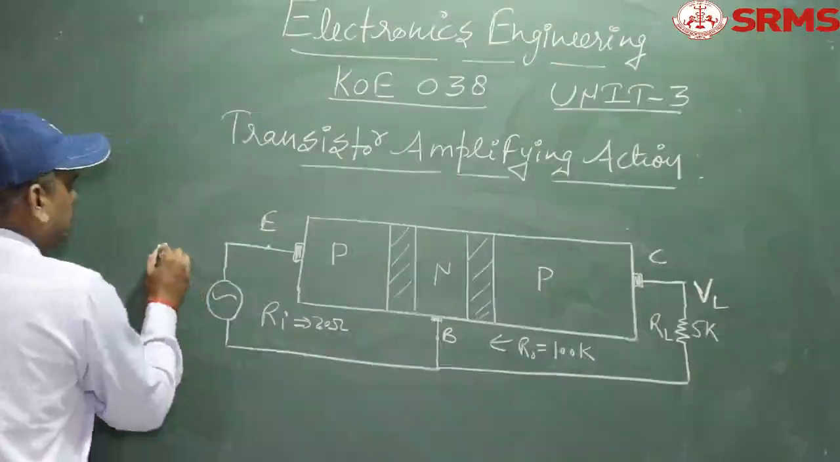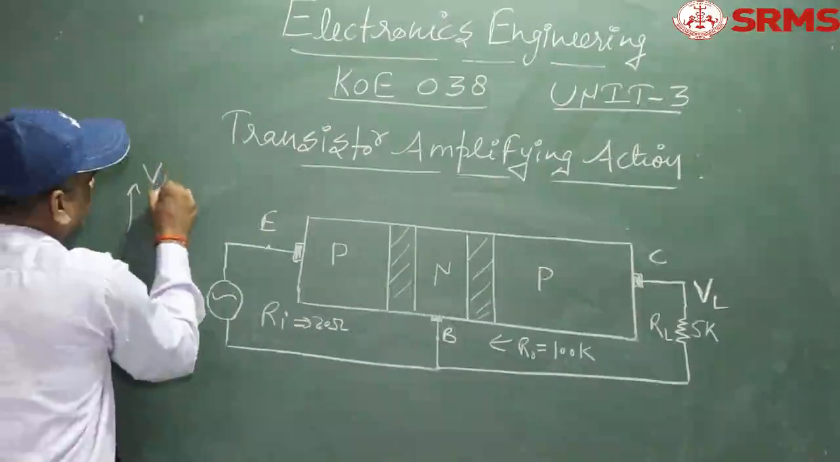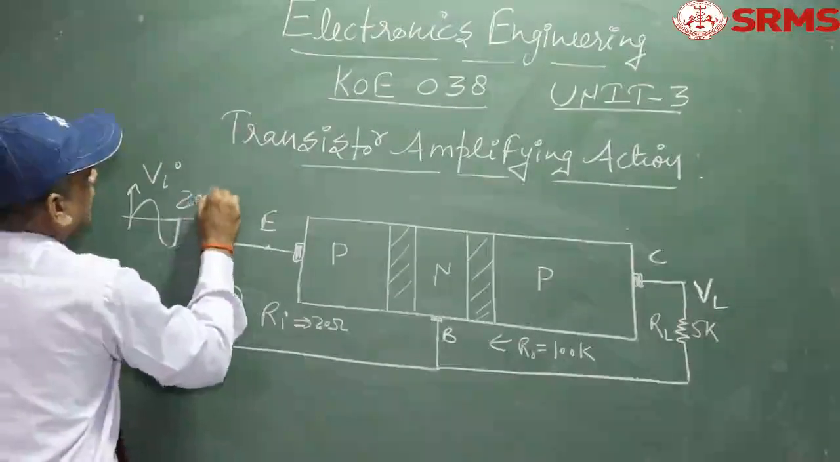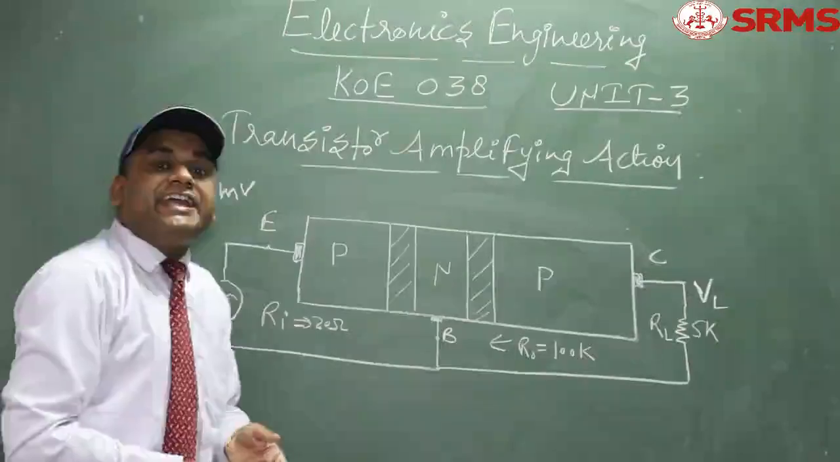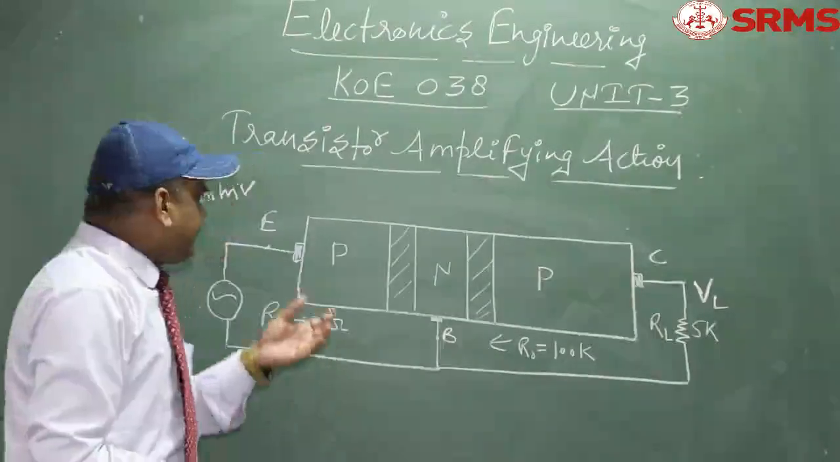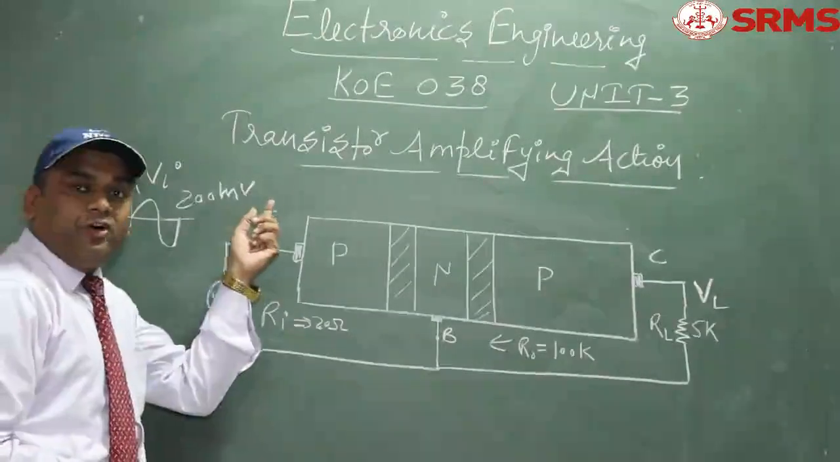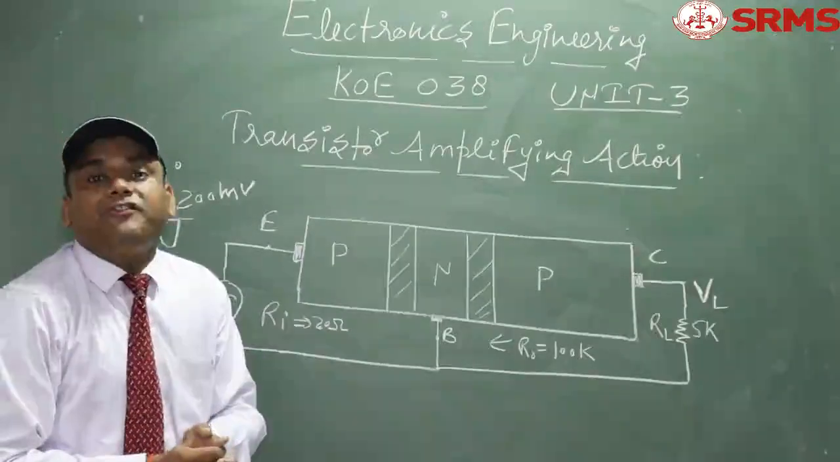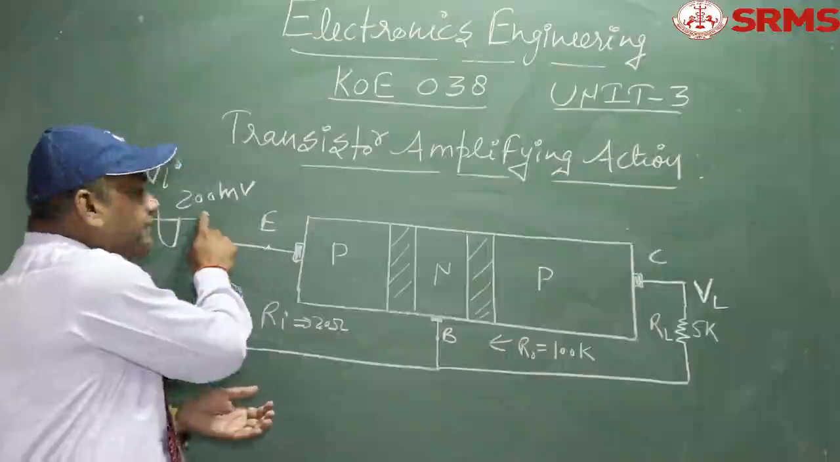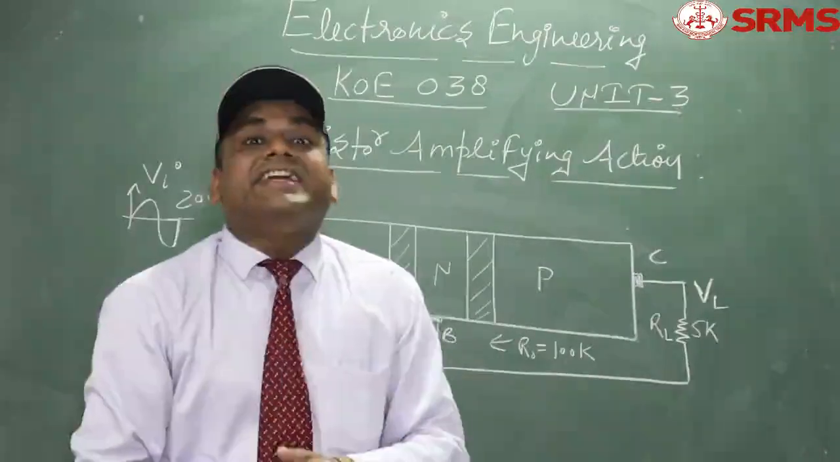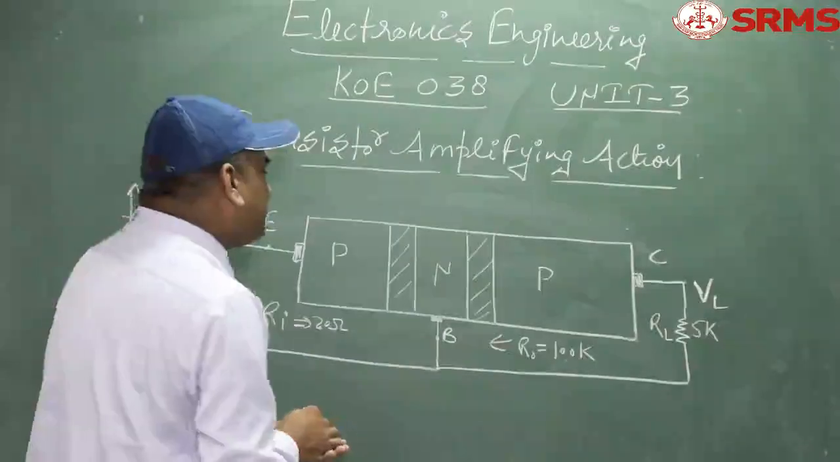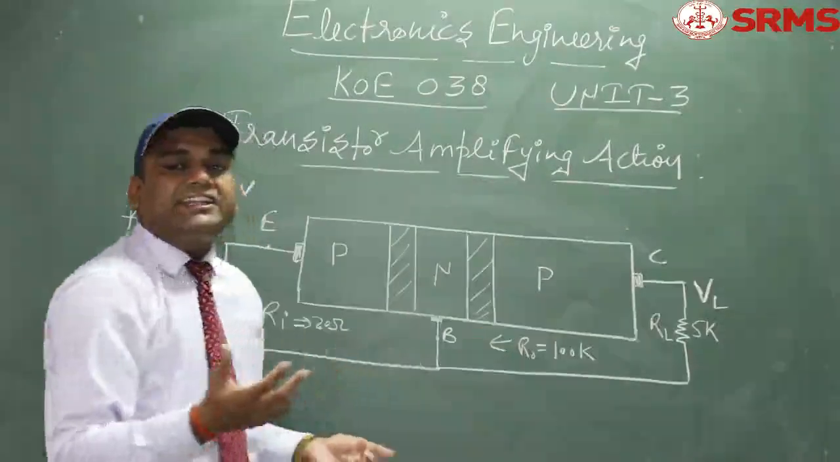Let us assume the signal which we want to amplify is 200 millivolt. So the input signal strength here is 200 millivolt, and that signal is very weak. What we want to do is amplify this input signal, that means enhance the strength of the input signal. So how is it possible? With the help of the transistor, let me describe it.